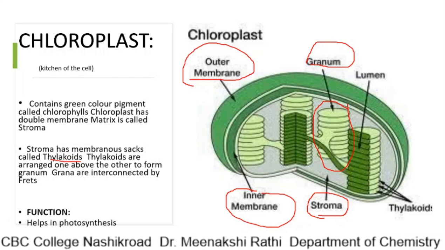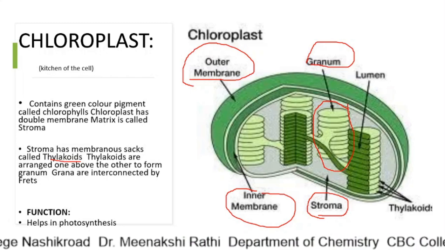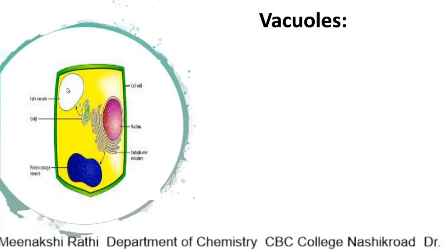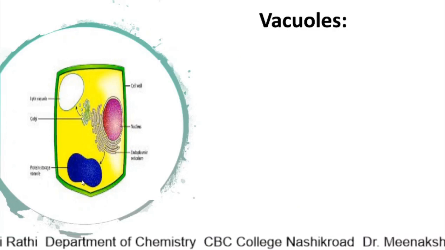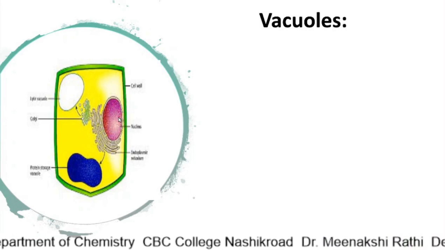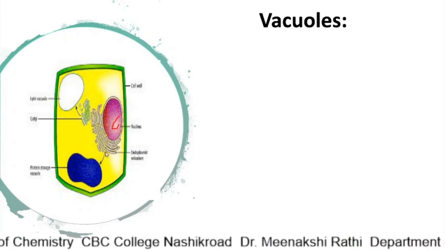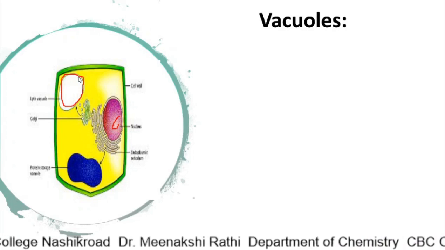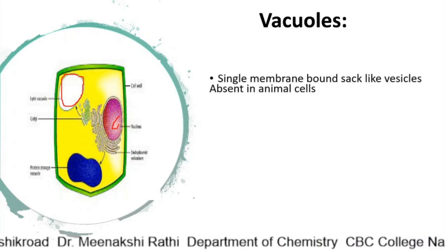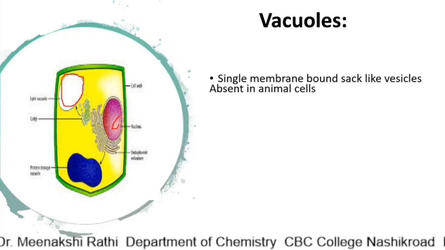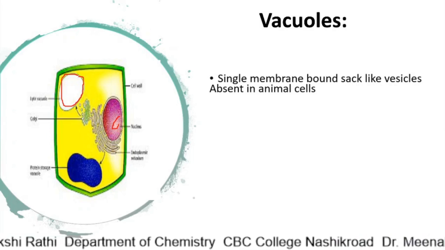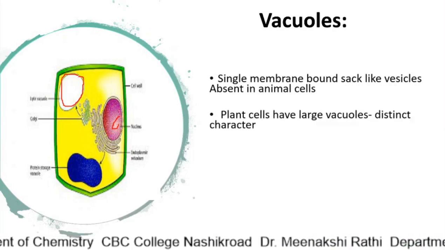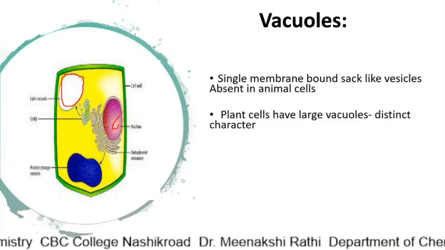The next cell organelle which we are discussing is vacuoles. Now you can see here the structure of the cell. This is the nucleus. This is the endoplasmic reticulum. This is the Golgi bodies. And here you can see the large space. Single membrane bound sac-like vesicles are present in plant cells. These are absent in animal cells. Plant cells have large vacuoles and it is a distinct character of plant cells.